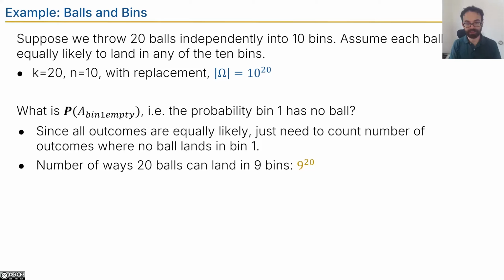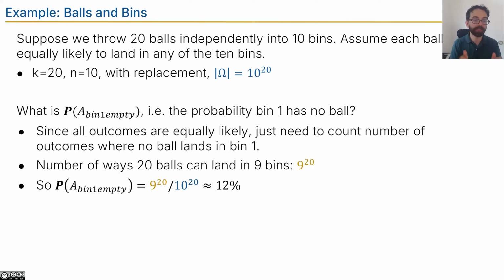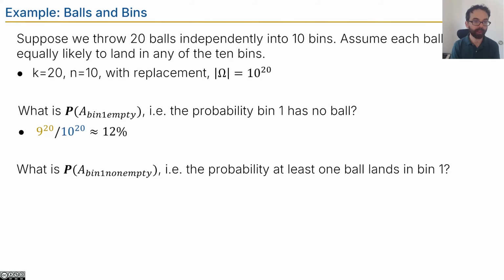This, you can think of it as sampling with replacement. We're only allowed to use 9 of the bins. So it's 9 to the 20th rather than 10 to the 20th. So the probability that the first bin is empty is simply 9 to the 20th over 10 to the 20th, which is about 12%. Okay? It's a nice argument. It's pretty straightforward, at least if you're comfortable with the counting problem. Okay? All right, so that's the probability that bin 1 has no ball.